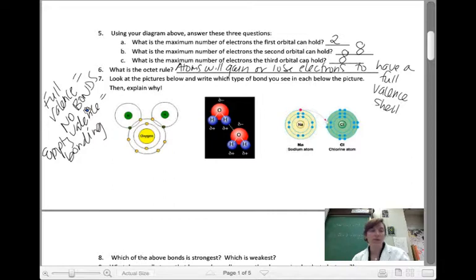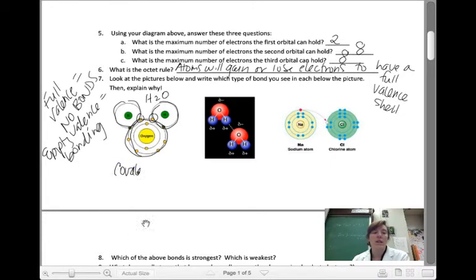So let's look at these couple pictures in number 7 and talk about the bonds that we see in each picture. So here we have water, so this is H2O, and in H2O we have an oxygen atom, which is the big one, bonding with 2 smaller hydrogen atoms. Oxygen has an atomic number of... oh, sorry. It has a number of 8. And it's sharing this electron and this electron with these 2 hydrogen atoms. So because it's sharing electrons, this is going to be a covalent bond.